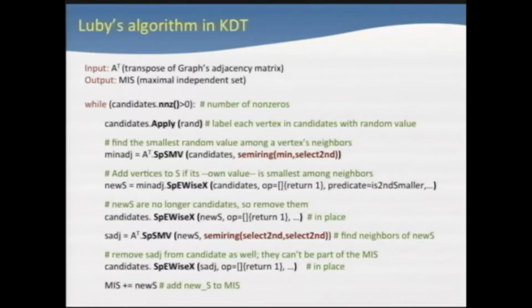You initialize the candidates to all numbers from 1 to n, where n is the number of vertices, and you iterate over this. You first set everyone to a random number. And here's the crux. You multiply the transpose of the adjacency matrix with the vector of candidates, but using a special semiring where for all the multiplications, you're just selecting the second operand. For all the additions, you're just choosing the minimum. You'll see that by using the same data access pattern of matrix-vector multiply, you will get an output vector which are the minimum among all the neighbors.